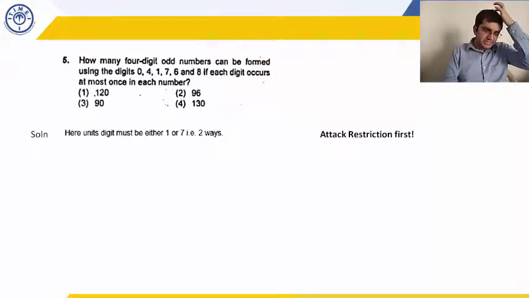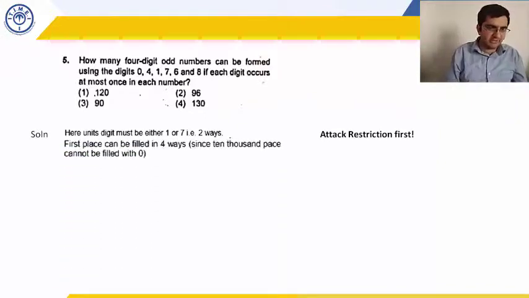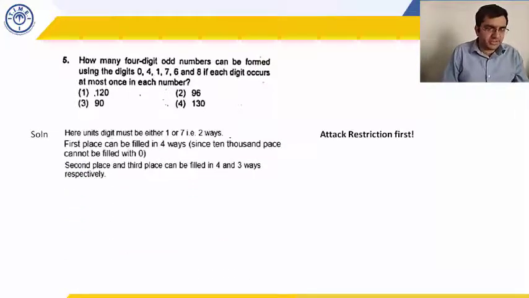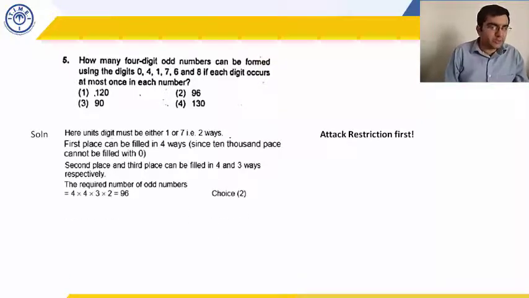Okay, let's see. So units digit will be either a 1 or a 7, that is in 2 ways. Now the first place can be filled in, see, when 1 or 7 is used up, now in total you have 5 numbers remaining, including 0. But first place cannot be a 0, so first place can be filled in 4 ways. After it is filled up, now you have 4 numbers remaining. So second place can be filled in 4 ways and third place can be filled in 3 ways. So total number of odd numbers becomes 4 into 4 into 3 into 2.